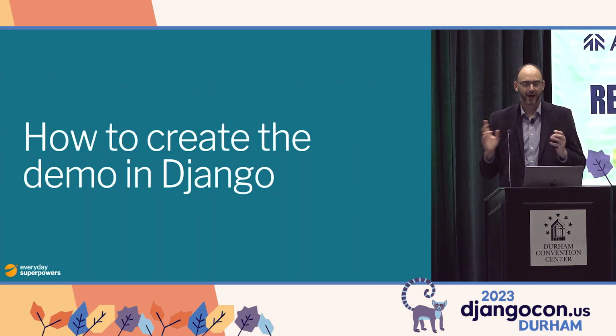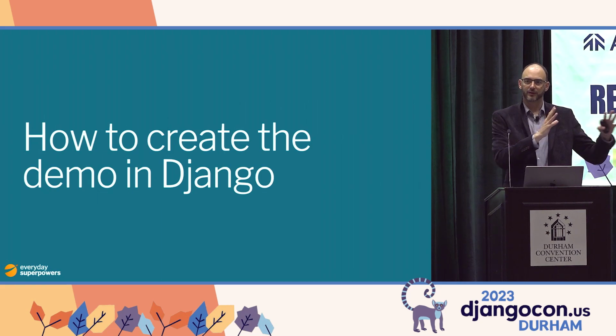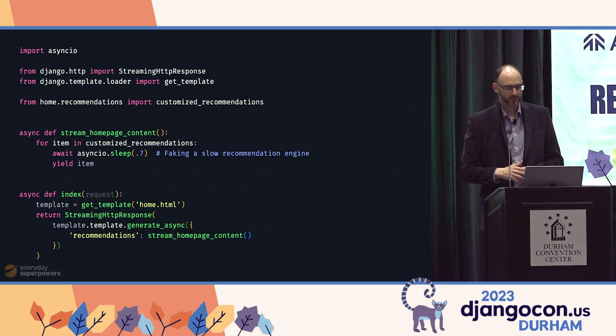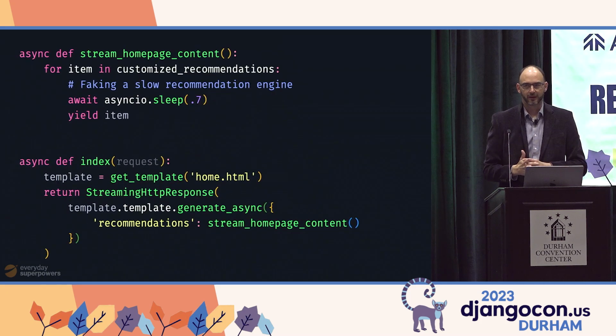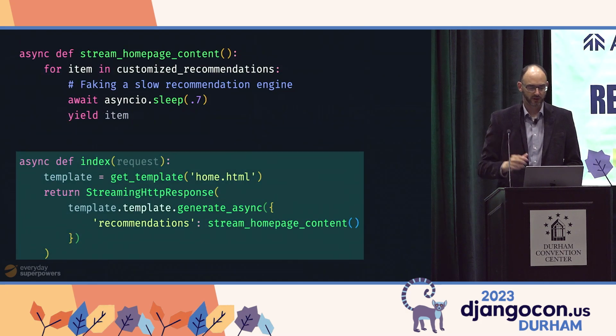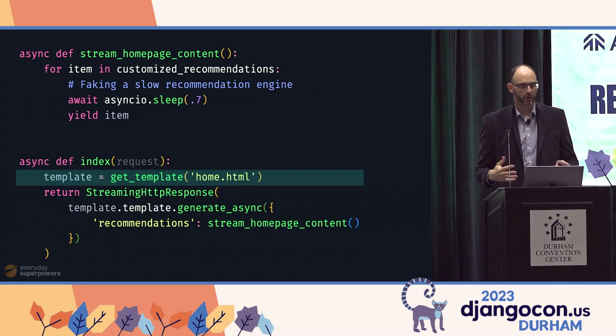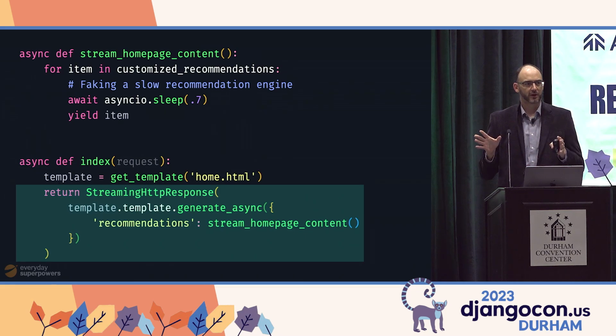And I want to show you how to do this in Django. So I'm about to show the code that powered the previous example that I made. And imagine it's a little bit harder to read, so I'm going to zoom in and get rid of the imports. So when a request comes in to this, it goes to this function. In this function, the first thing we do is grab the template, home.html. We then return a streaming HTTP response. Many of us probably are not familiar with this.